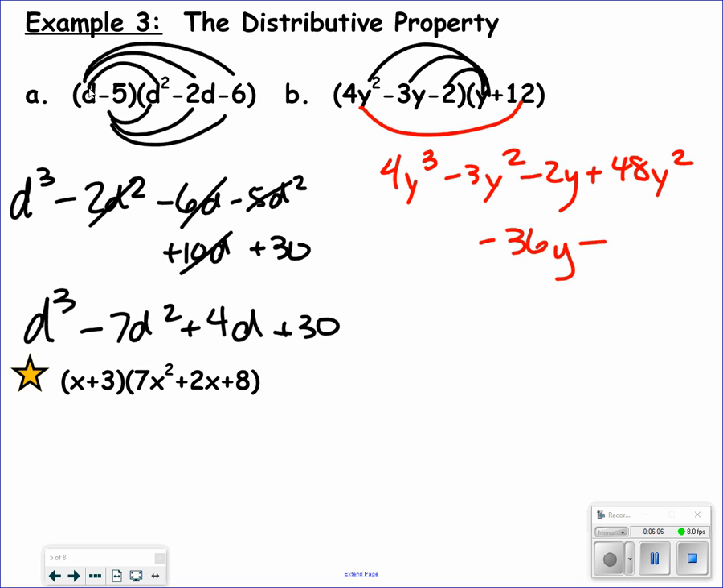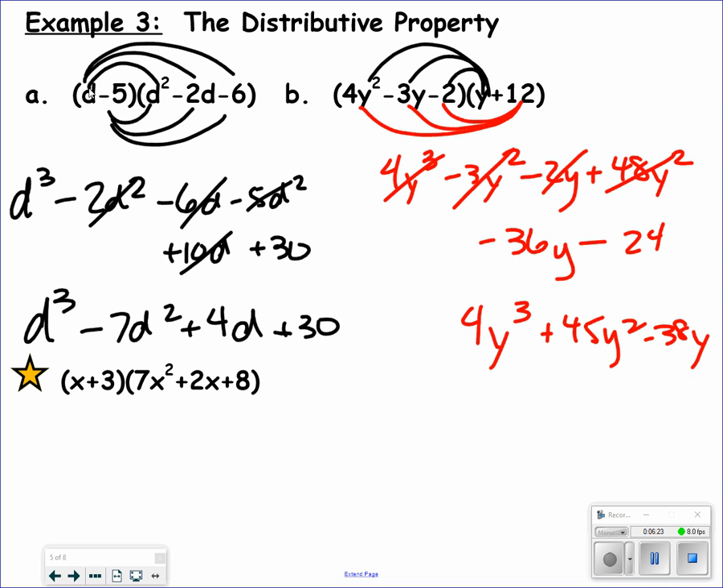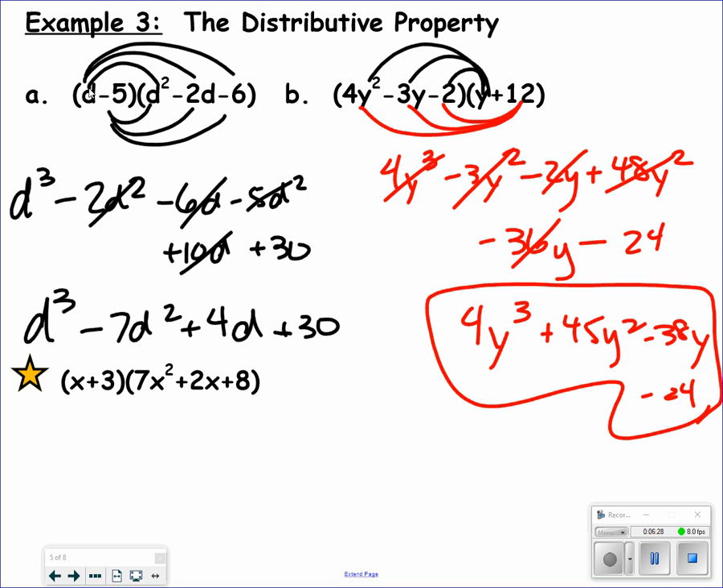So again, all three terms are going to get multiplied by 12. And then add anything that's alike. So 4y cubed plus 45y squared, that's those two. Negative 38y, that's those two, and minus 24. And so that is your answer.